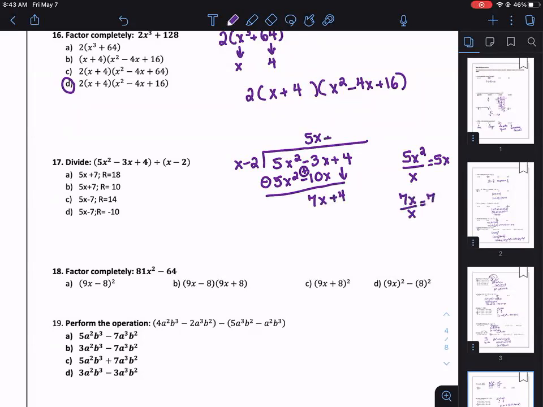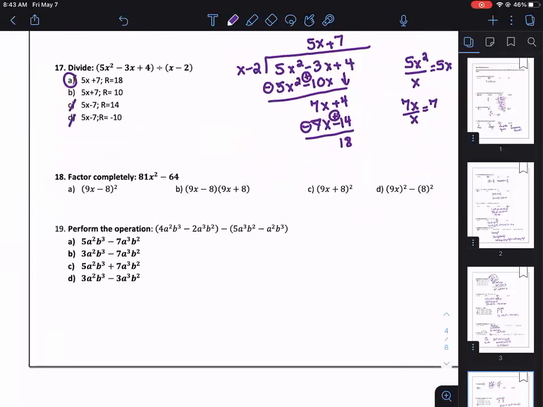7x divided by x would be 7. So we already can see that C and D are probably not our answers. That's the beauty of multiple choice. So we're going to get 7x minus 14. Again, we will negate. And 18 is our remainder, choice A.